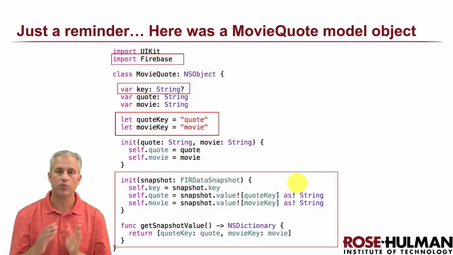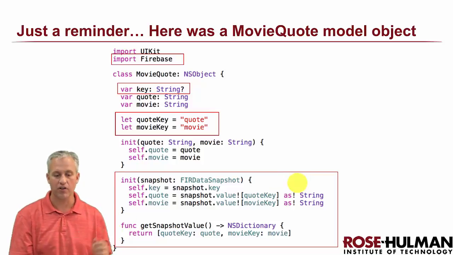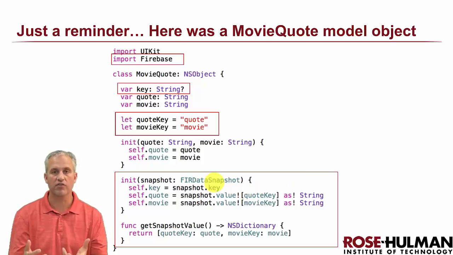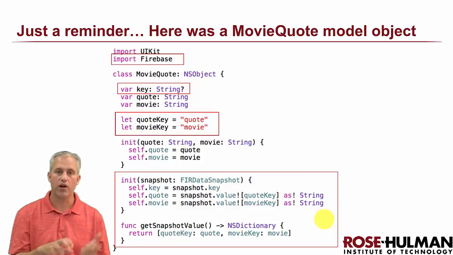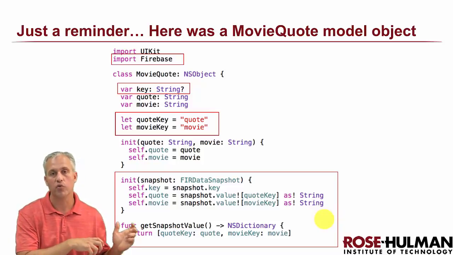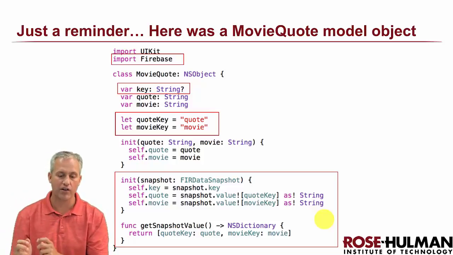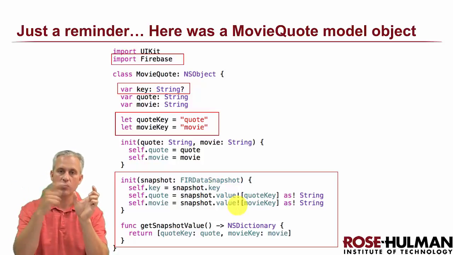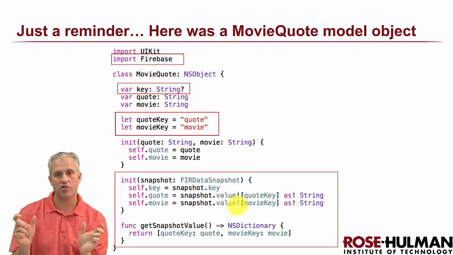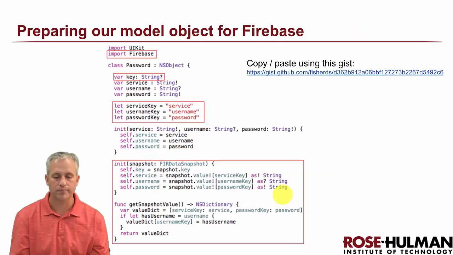And then we need to convert both ways, right? So if we get a snapshot, we want to be able to make an object out of it. So we have a constructor that receives a snapshot and actually makes an object. And then we have the reverse as well. If you've got an object and you want to turn it into a dictionary, which can be used as a snapshot value, you can do that. Notice that this is not quite apples to apples because it's a data snapshot to an object, and then it's an object to just the value part, the dictionary, but it turns out that that's what you want.